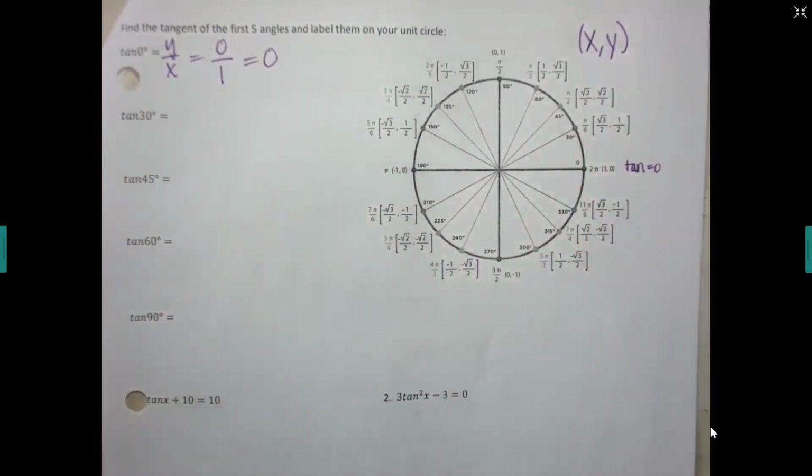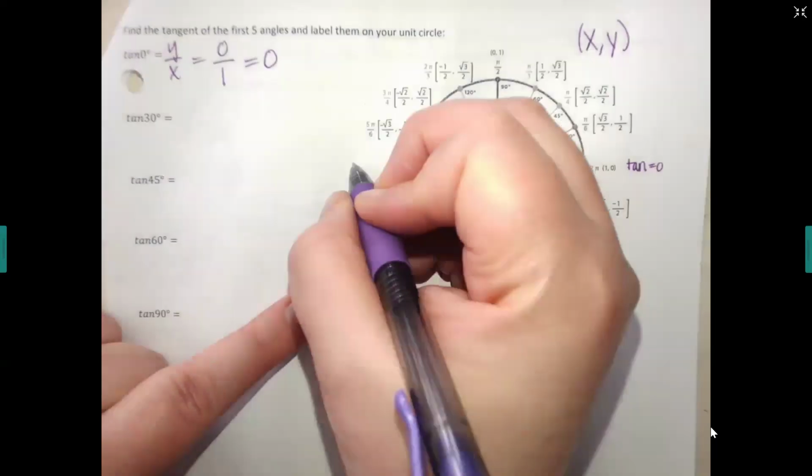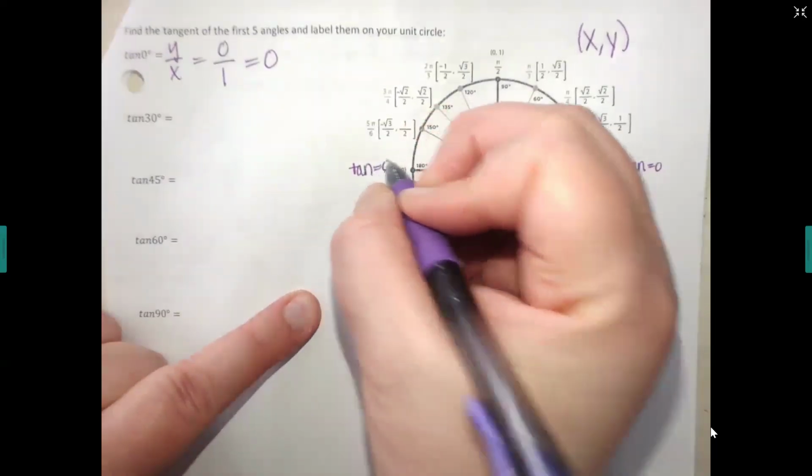Now there's one other spot that the tan is 0: 360. Also 360. If I do 0 divided by 1, I get 0. What about 0 divided by -1? 0. So I want you to put tan equals 0 at 180.